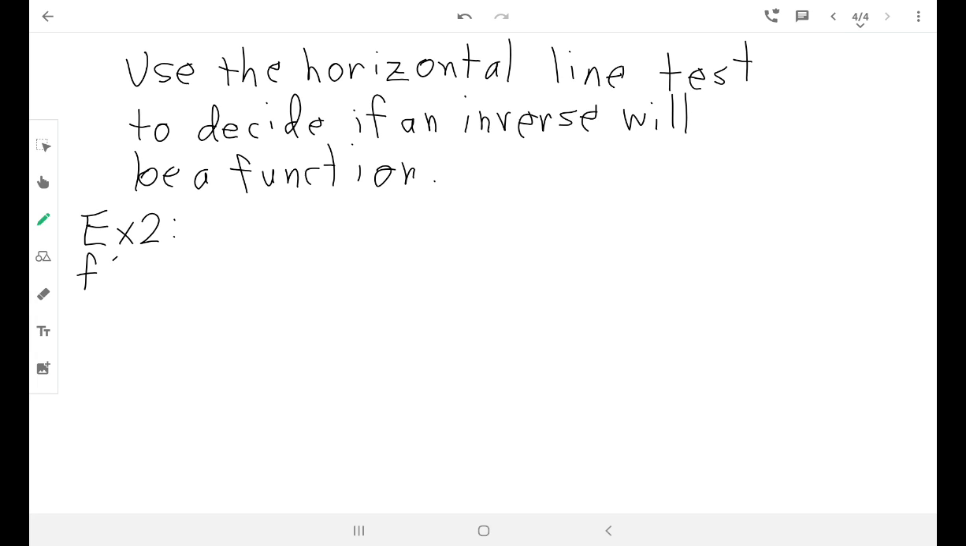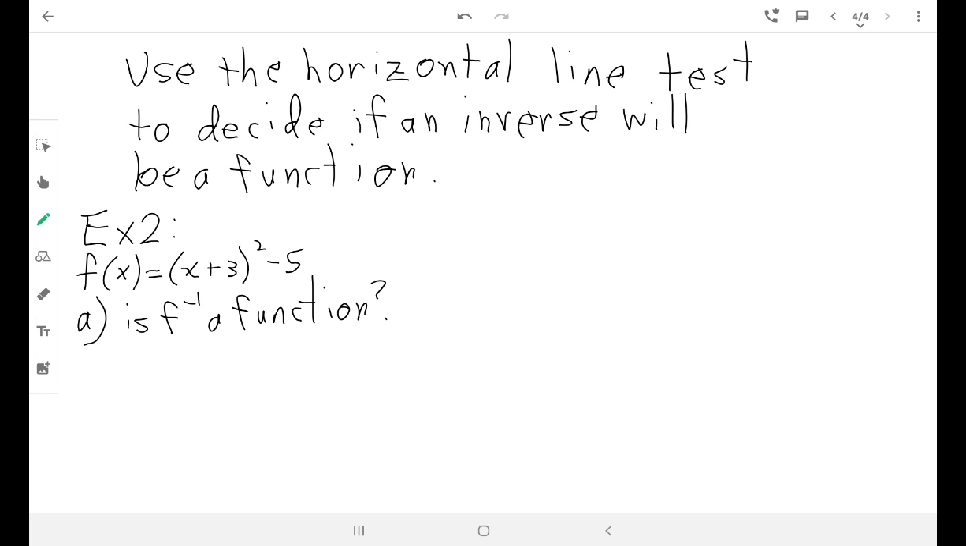Okay? So let's talk about example 2 here, and I think this will become a little bit clearer. Let's suppose we're talking about a function f of x equals, let's say, (x + 3) squared minus 5. Okay? And what I want to know is, is f inverse a function? That's the first thing I want to know. And we'll figure out the rest as we go. So let's answer this first. And the way I'm going to answer this is by sketching this, okay?